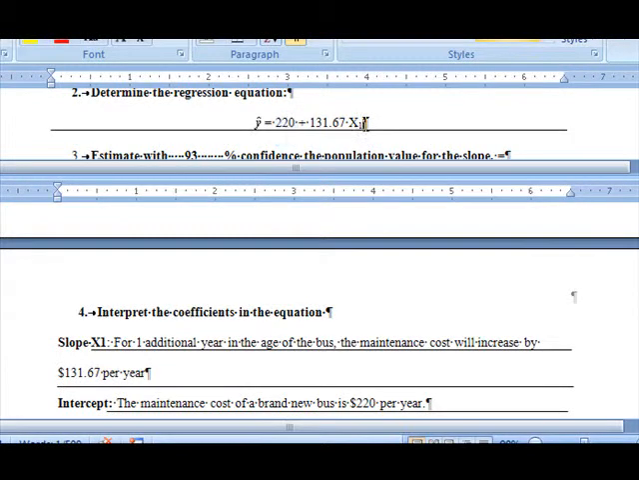And then for the intercept, 220. What does 220 mean? Well, we assign 0 to x1. If it is not interpretable, then all you can say is not interpretable. But if you say x equals 0, that means 0 years in a bus. Yes, it is interpretable. What it means is it's a brand new bus. So the maintenance cost for a brand new bus is estimated to be $220 per year.